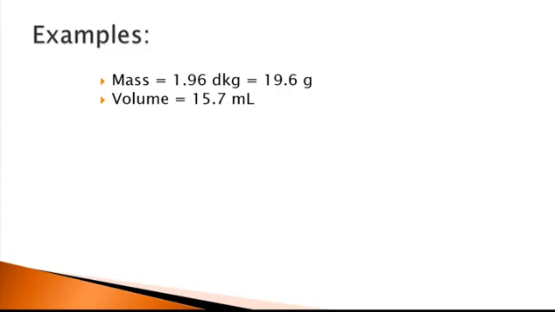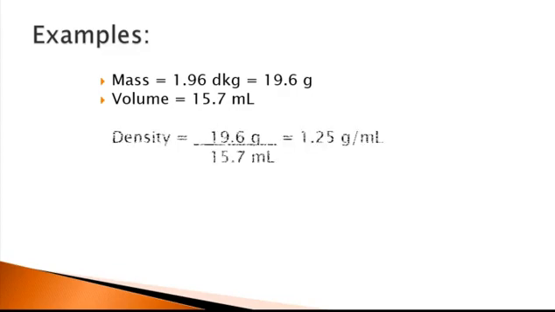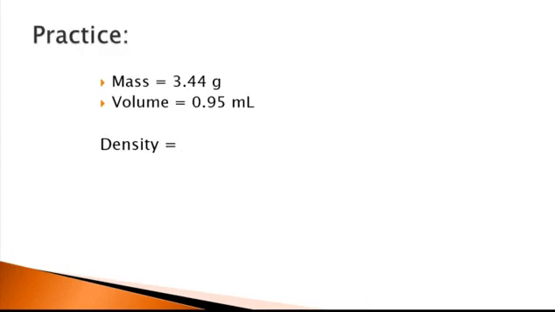Okay, hopefully you set your problem up. Mass over volume, 19.6 divided by 15.7. There are three significant figures in each of these problems, so my answer comes out to 1.25 grams per milliliter. Okay. Next problem, pause the video, solve the problem. They're asking you to solve for density.